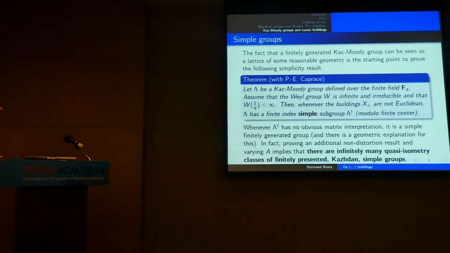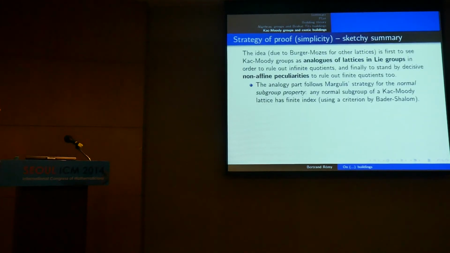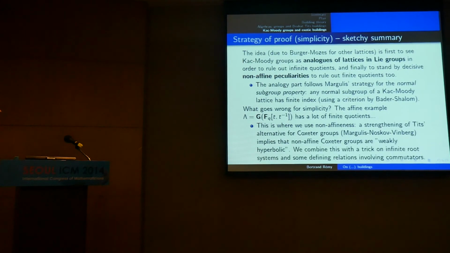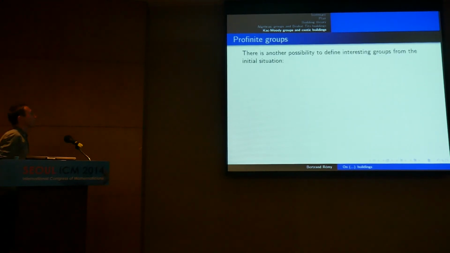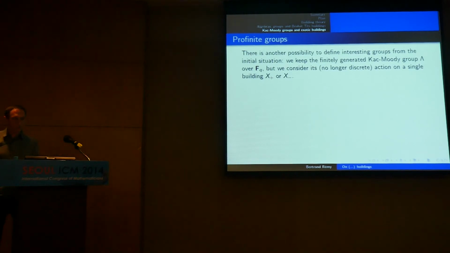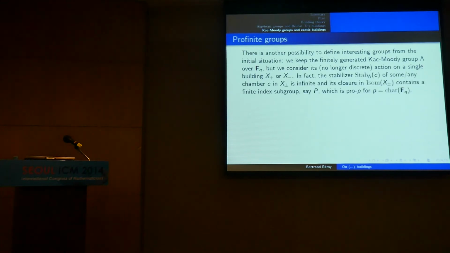Okay, so I would have liked to sketch the proof, but I think it's better to mention that there is another possibility to define interesting groups in this Kac-Moody situation, which consists in restricting the action of a Kac-Moody group over a finite field to a single factor, to a single building. Then the action is no longer discrete. There is not enough space for the action to be discrete. You have infinite stabilizer. And the point is to close the stabilizer of a chamber, which becomes infinite, in the full automorphism group of the building.